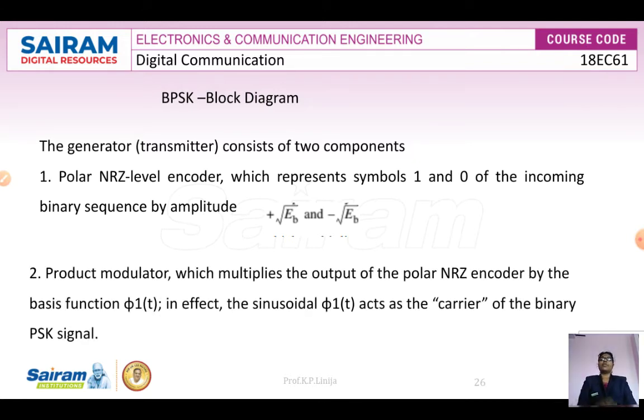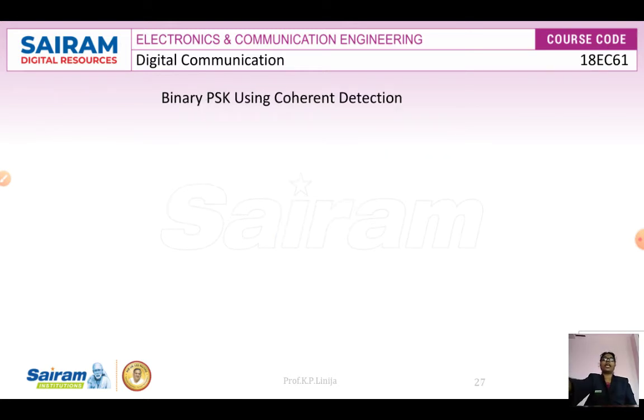The second component is the product modulator. It multiplies the output of the polar non-return to zero encoder by the basis function phi 1 of t. Therefore, the sinusoidal phi 1 of t acts as the carrier signal of the binary PSK signal. So now we know that root Eb will be multiplied with phi 1 of t. With these two basic concepts, let us write down the mathematical expression.